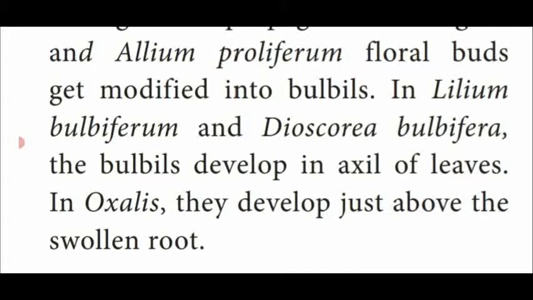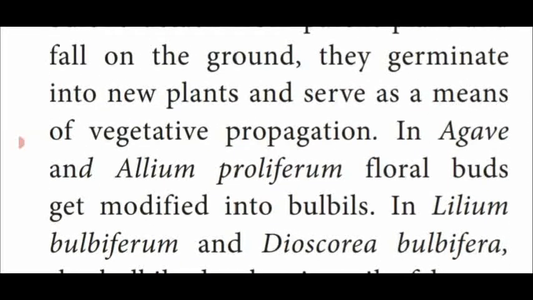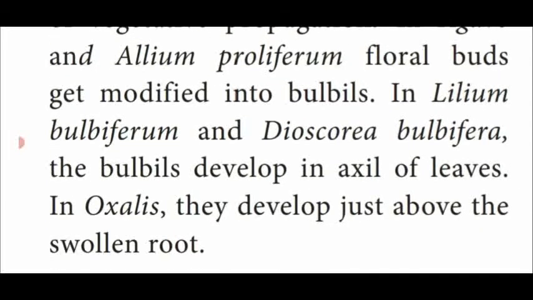So bulbils are specialized buds seen in some plants for vegetative propagation. In some plants they are produced from the floral bud, in some plants from the axil of the leaves, and in some plants they are produced above the swollen root region. That is said to be a bulbil or specialized bud.